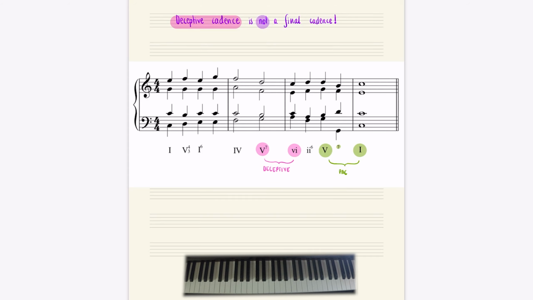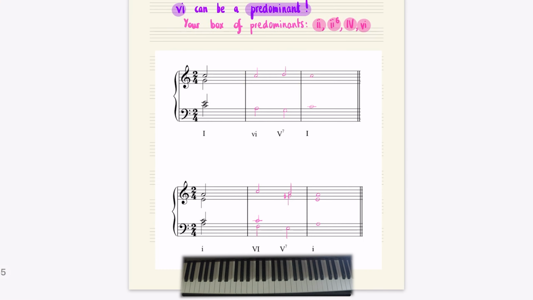Now, chord 6 can also function as a predominant, which means that you now can use the following predominants: 2, 2, 6, 4, and 6.